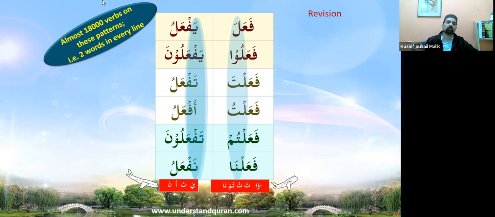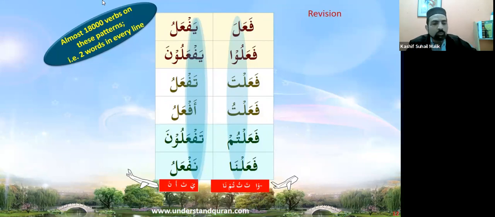Fa'ala, he did. Fa'alu, they did. Fa'alta, you did. Fa'altu, I did. Fa'altum, you all did. Fa'alna, we did. Mashallah. The mudari: yaf'alu, he does. Yaf'aluna, they do. Taf'alu, you do. Af'alu, I do. Tafa'aluna, you all do. Naf'alu, we do. Mashallah, sister, excellent.